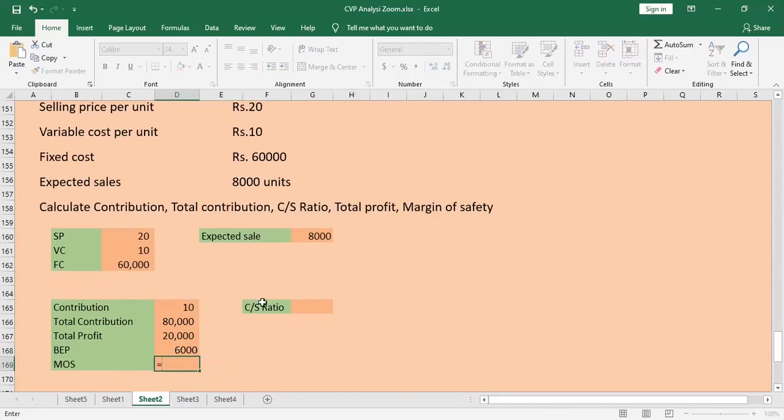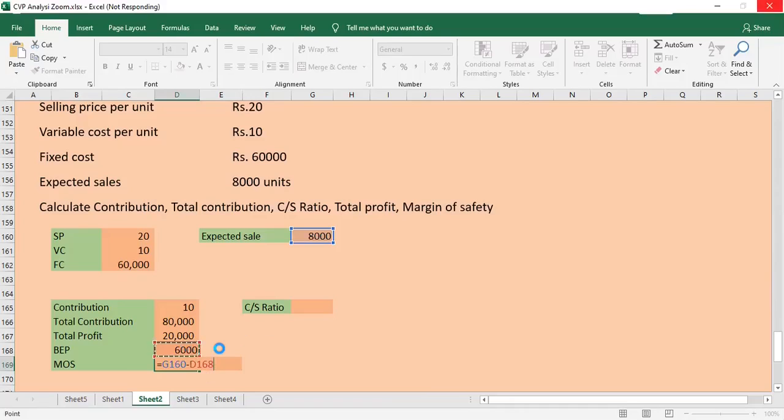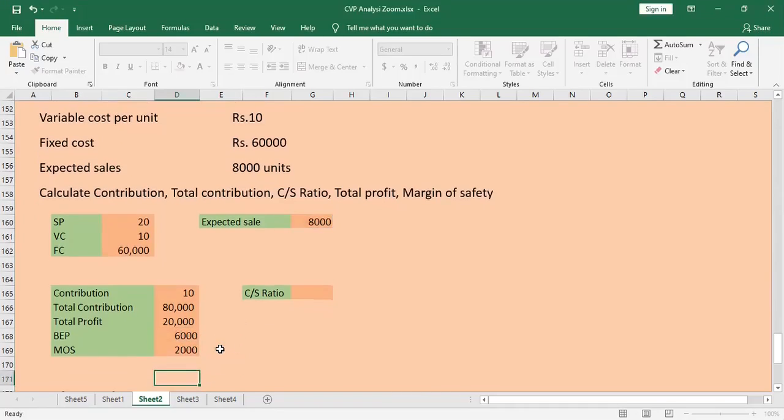So how do you calculate the margin of safety in units here? You know the expected level of sales, 8,000, minus the break-even point, 6,000. So you have an extra margin for your safety, that is 2,000.